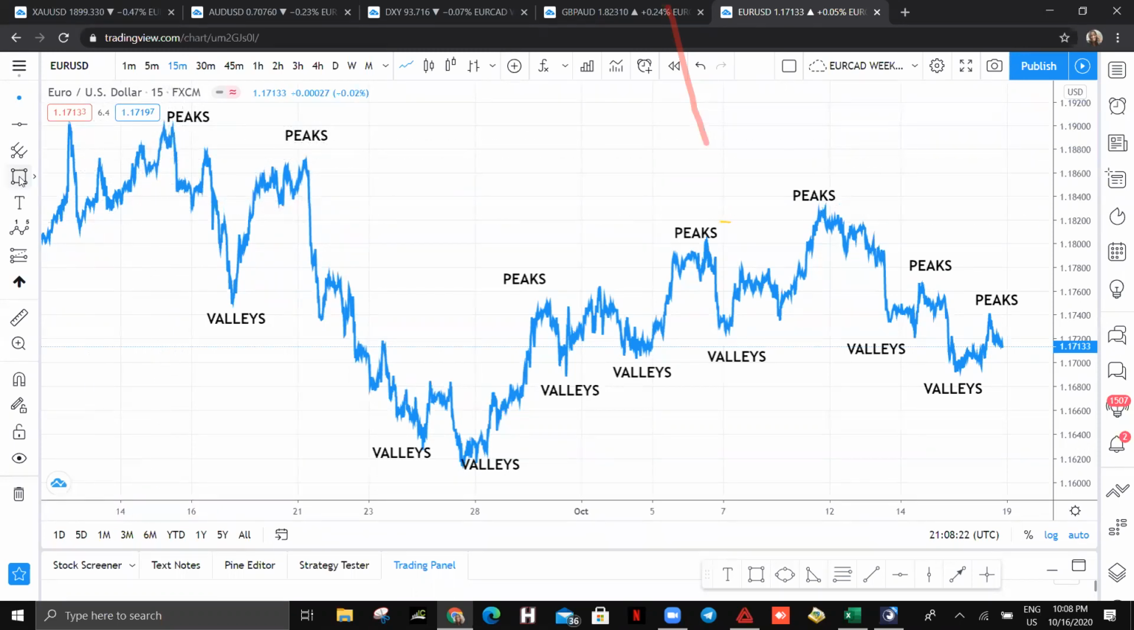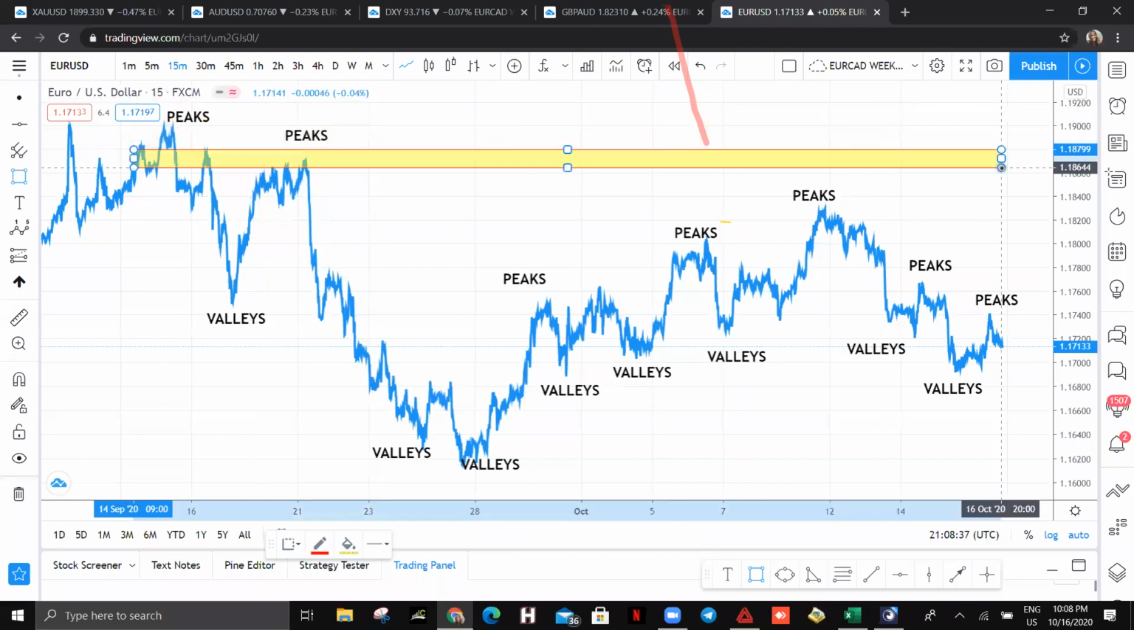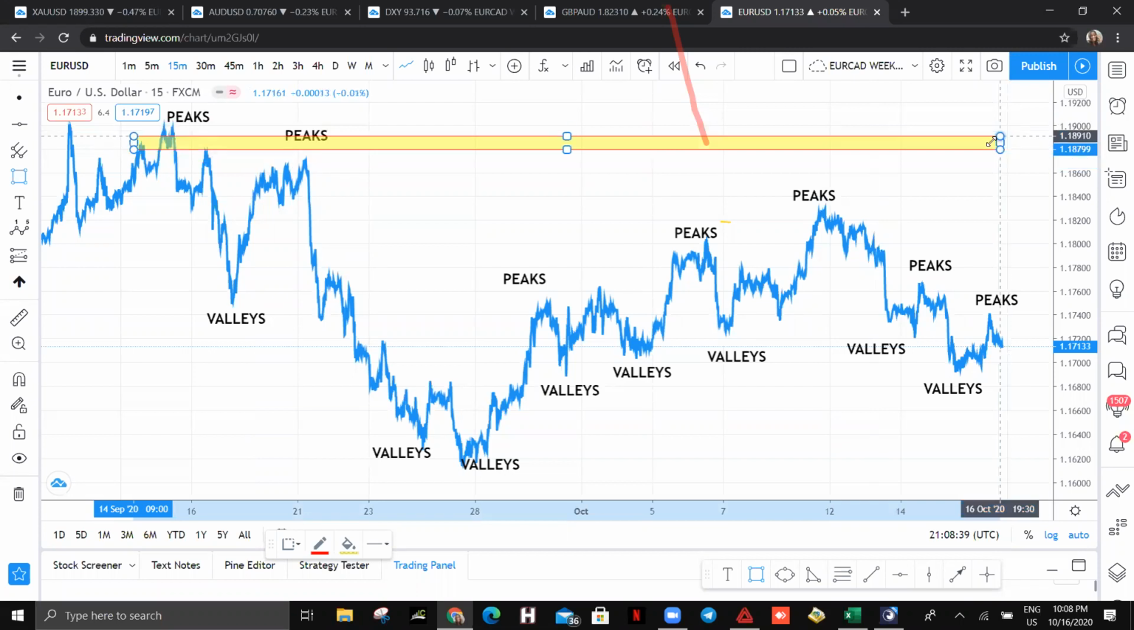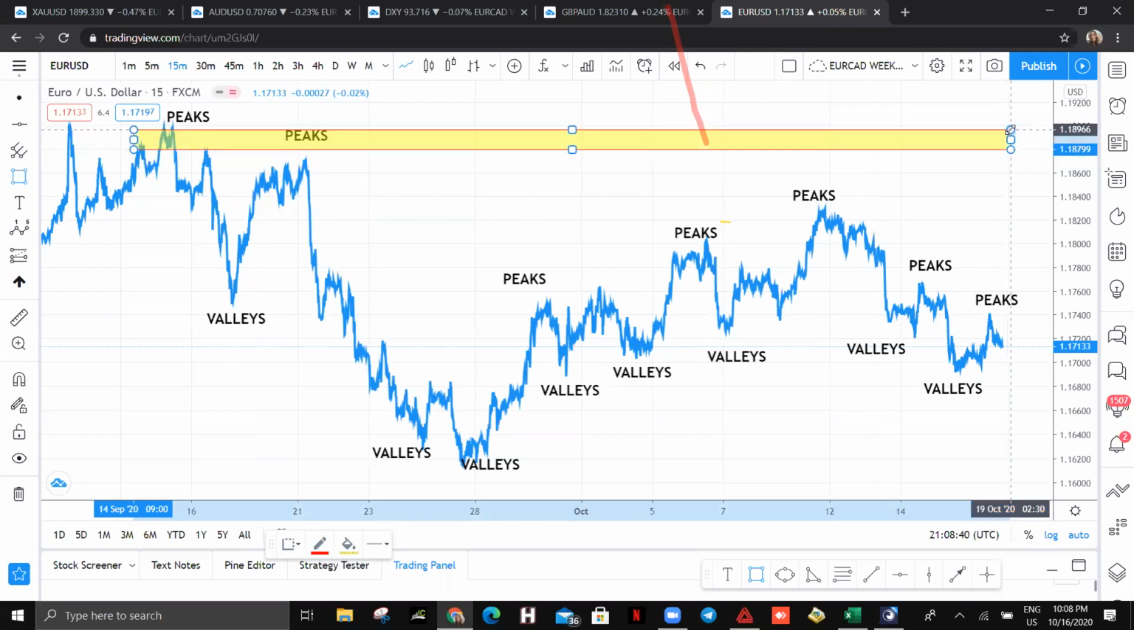You pick your rectangle and you draw from this place here to the top, you see it, and you drag it to the last place. This is my own way of identifying.